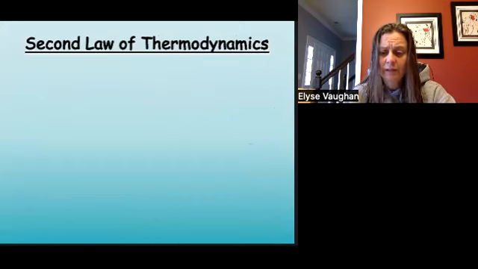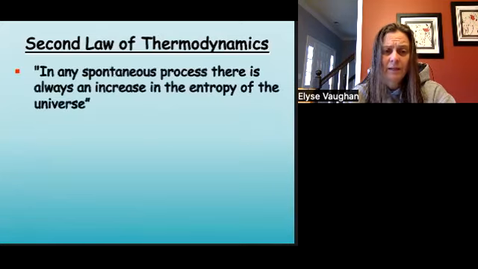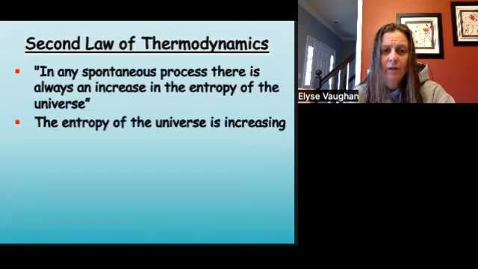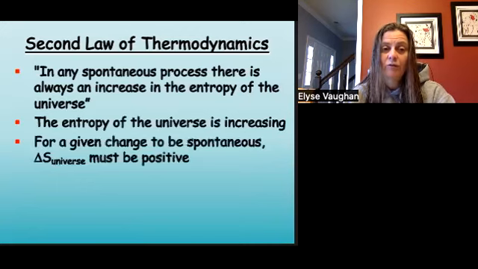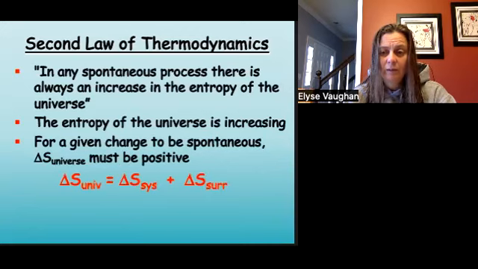All right, so our second law of thermodynamics: in any spontaneous process, there's an increase in the entropy of the universe. And that means the entropy of the universe is always increasing. So for a given change to be spontaneous, the delta S of the universe must be positive. And as with everything in thermodynamics, the universe is the system plus the surroundings. So this is actually the basis for our delta G calculation, our free energy calculation that we'll be coming to soon.